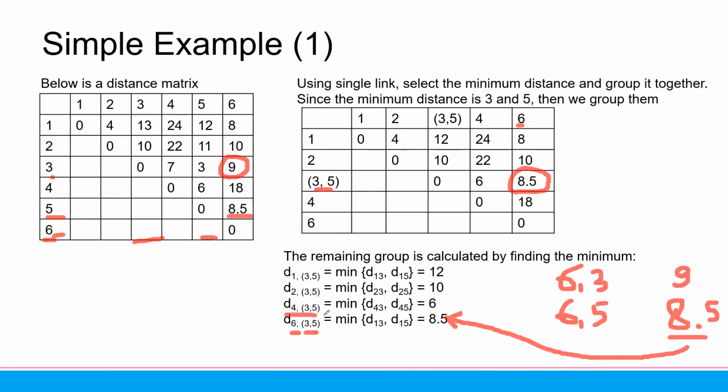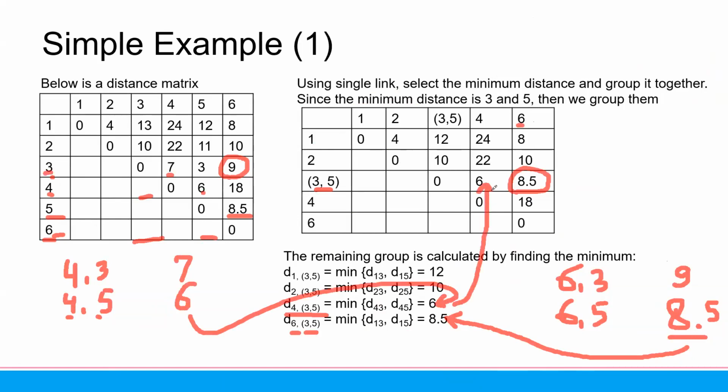Let's say about this one, 4 and 3, 5. So we need to check the distance between 4 and 3. We need to check the distance between 4 and 5. 4 and 3, oh, this one is empty, then we will use 3 and 4, which is 7. What is 4 and 5? 4 and 5, we have 6. So we update the distance with the value of 6. So the 6 now will be here.